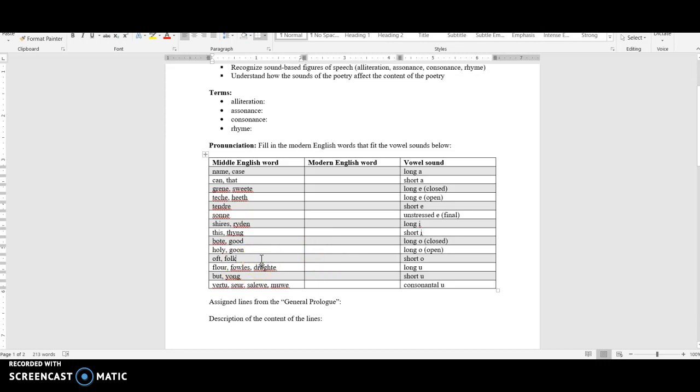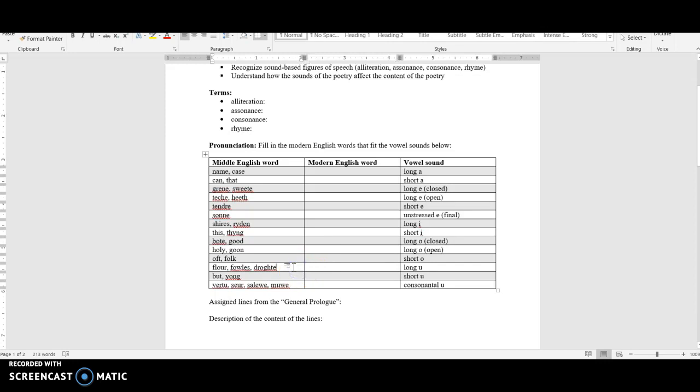Short O, oft, folk. This is a hard one. Sometimes I describe this as like saying pot with a British voice, like pot. But really an easier way to do it is think of the modern English word caught. Like, oh, I caught a fish. But try not to overpronounce that GU sound. So caught. So you've still got that roundedness to it.